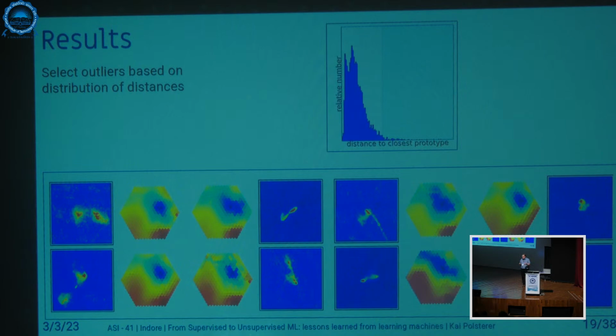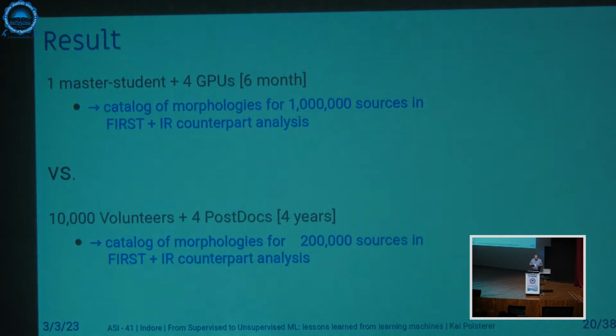They are the extreme ones, the challenging ones, challenging for our physical models. So I had a master student working on that. So I had a master student and 4 GPUs in 6 months' time. Erica created a catalog of morphologies for roughly 1 million radio sources in FIRST, including their infrared counterparts from UKIDSS.